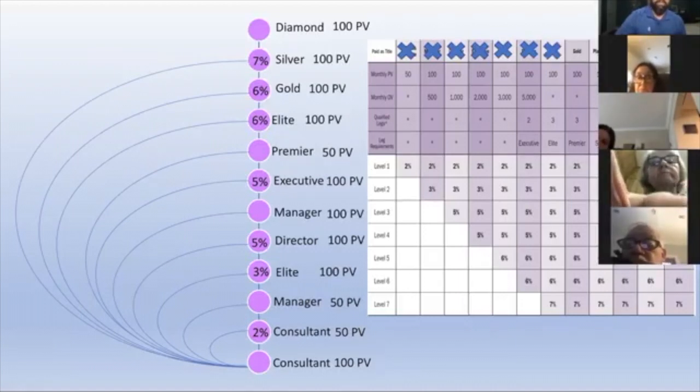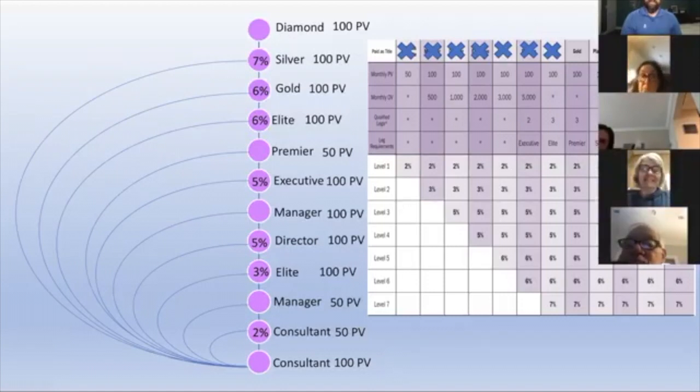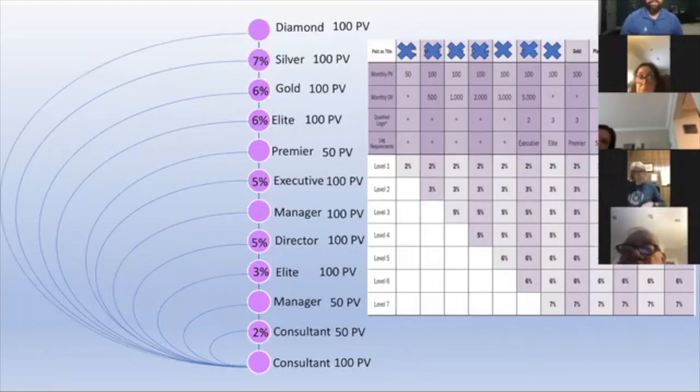Now the diamond above them, are they going to be paid? Does anybody know? What do you guys think? No, they won't, because we have evaluated 7 levels. So on this particular order, that silver that got 7%, that was the last level to be paid out, the 7% level. So the unilevel stops there. So the diamond will not be paid on this order.